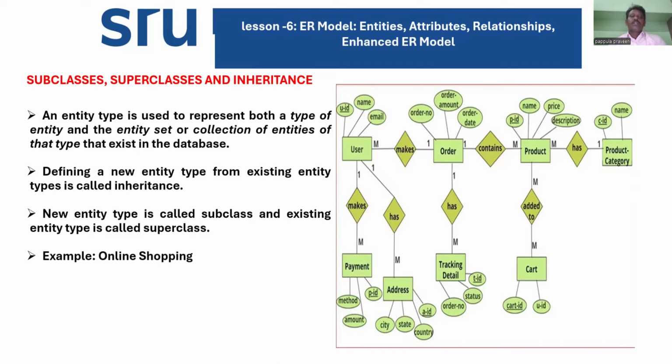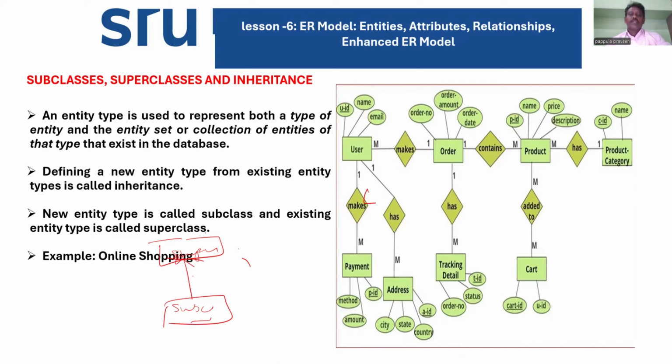It inherits some features or all features from the base class, simply called a superclass. The new entity type is called a subclass, and the existing entity type is called the superclass. Simply, it is written as: this is the superclass and this is the subclass. The subclass inherits some features or all features of the superclass. Coming to this example, online shopping mall.